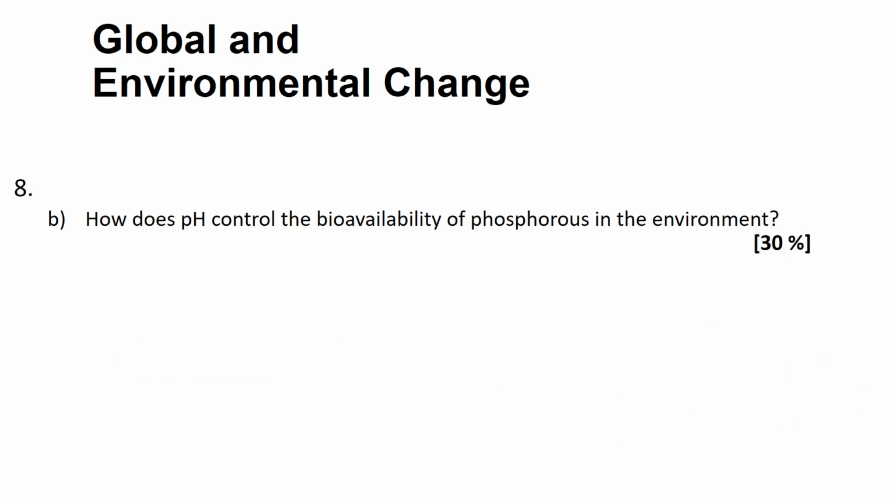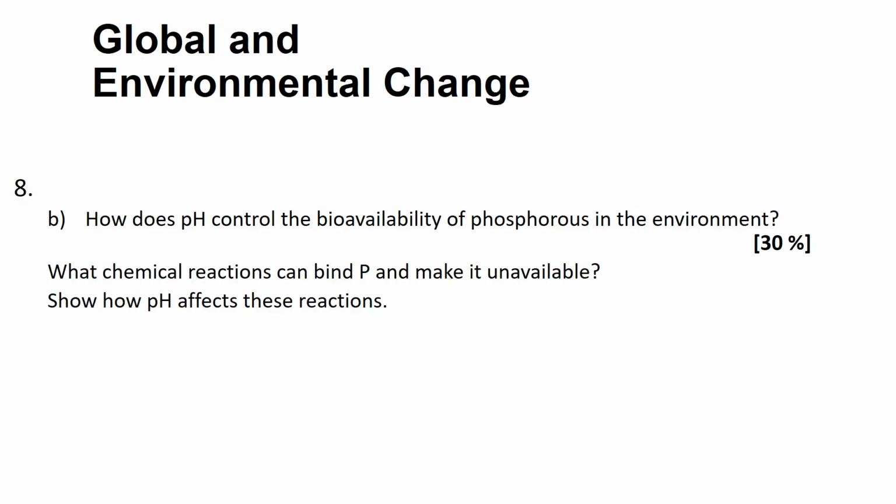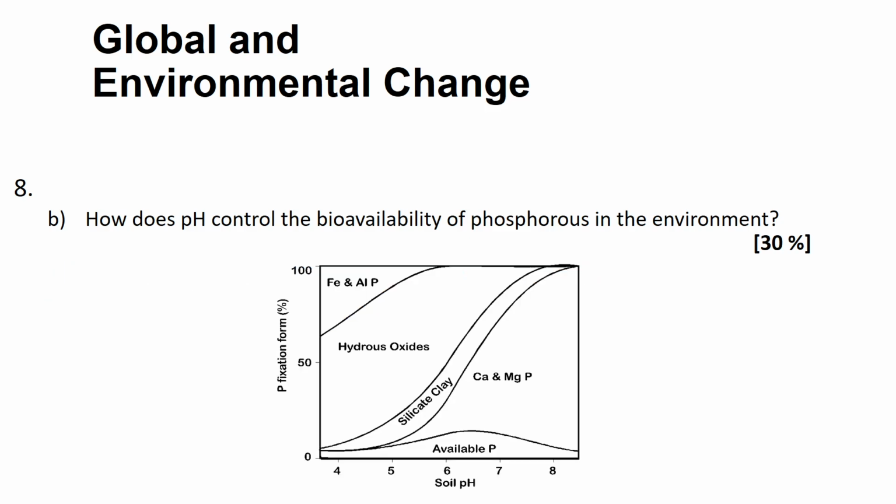So next part of the question: how does pH control the bioavailability of phosphorus in the environment? Think about how you might phrase that slightly differently. You might think about what the chemical reactions are that can bind phosphorus or react with freely available phosphorus in the environment, and then with those chemical reactions show how they are dependent on pH.